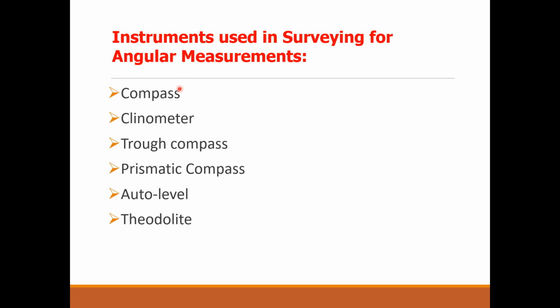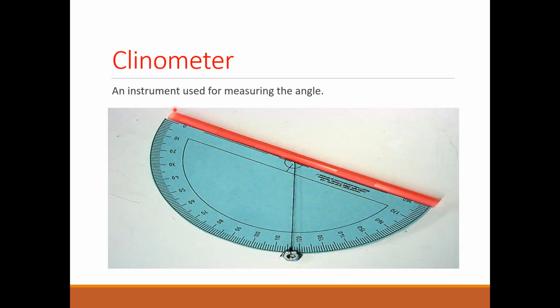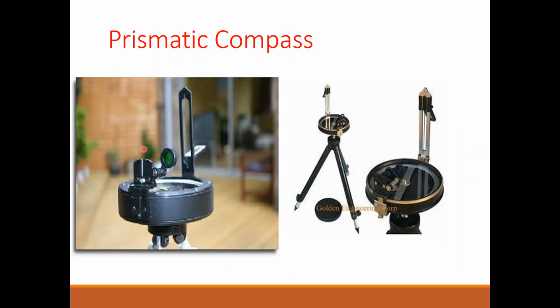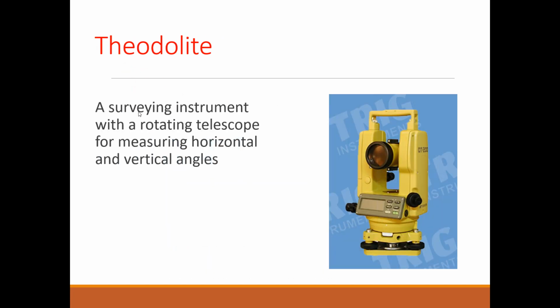Some of the instruments that are used in surveying for angular measurements are compass, clinometer, trough compass, prismatic compass, auto level, and electronic digital theodolite.